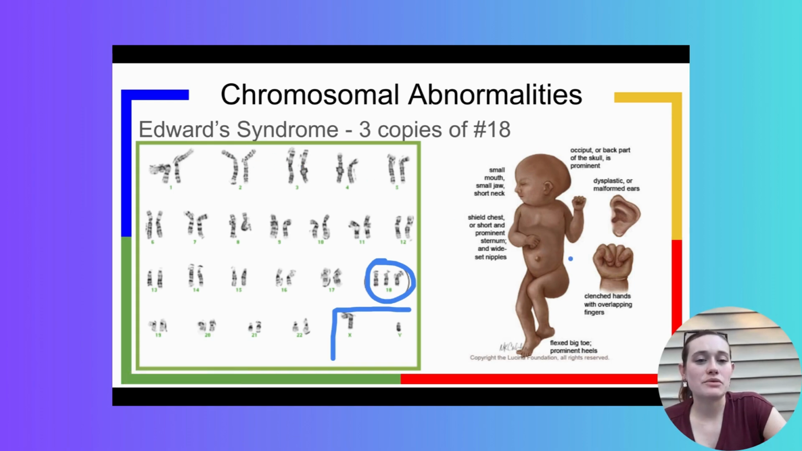A few things about Edwards syndrome: these individuals usually have a very small mouth, a small jaw, and a very short neck. They also have a protrusion of the back of their skull, malformed ears, and clenched hands where the fingers overlap quite a bit. Usually these individuals are characterized by a shield chest, as you can see here, a very prominent sternum, and wide-set nipples.